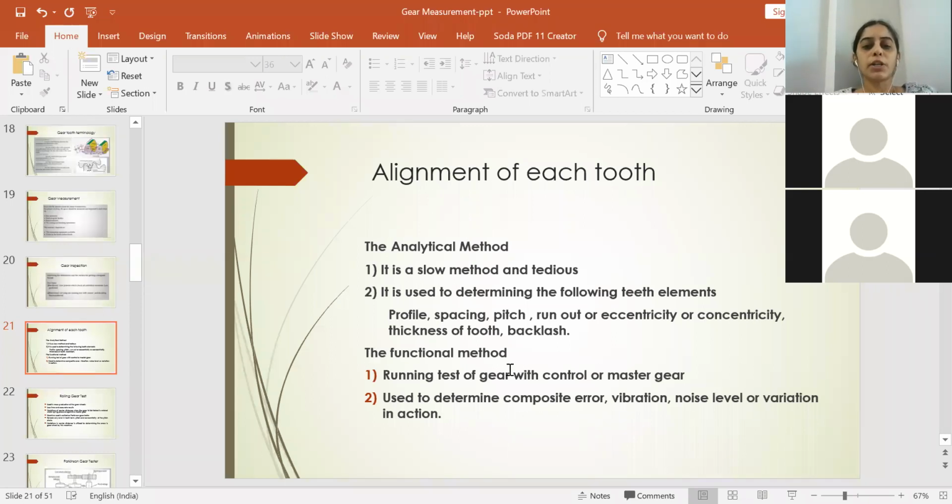But when it comes to the functional method, what you do is run the test of the gear with the control or master gear. Then you determine the error exactly associated when you compare with the master gear, and also any errors due to vibrations or any variation will be accumulated in the data and tabulated. This is the percentage of error we get when we compare with the master gear. So these are the two methods which are available.